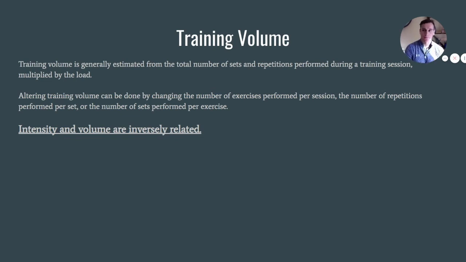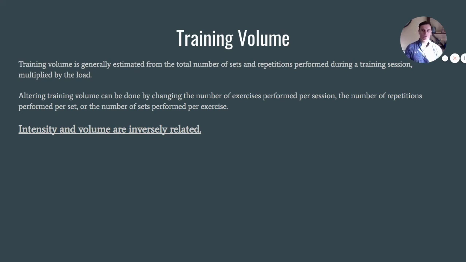Touched on a little bit there, training volume, which is a key thing that we're going to look to manipulate throughout a training period. Generally, when we're talking about resistance training, training volume is estimated from the total number of sets and repetitions performed during a training session multiplied by the load. So nice and simply, let's say we do 5 sets of 10 reps at 100 kilos. Over the session, that means we've done 50 reps at 100 kilos, which means your training volume for that session is 5,000 kilos. That gives us a really easy number to measure and to manipulate as you work through the season.